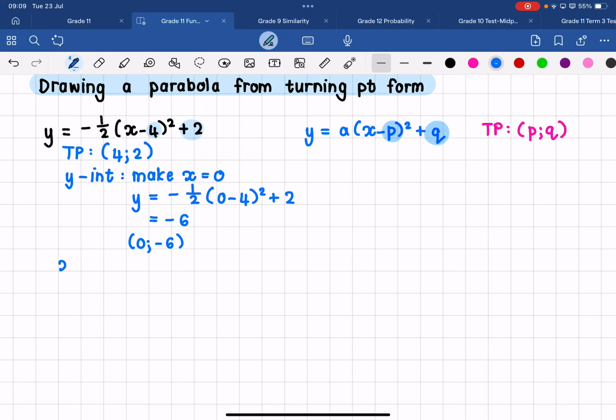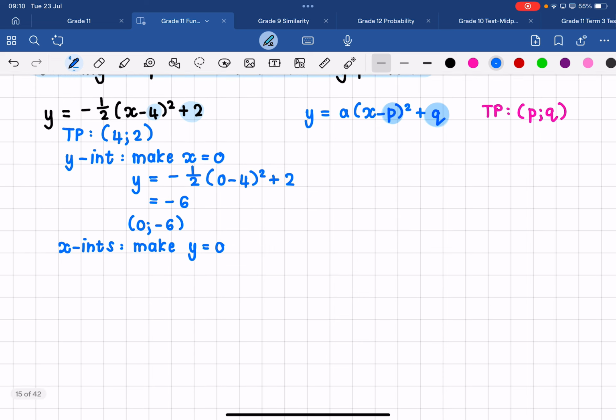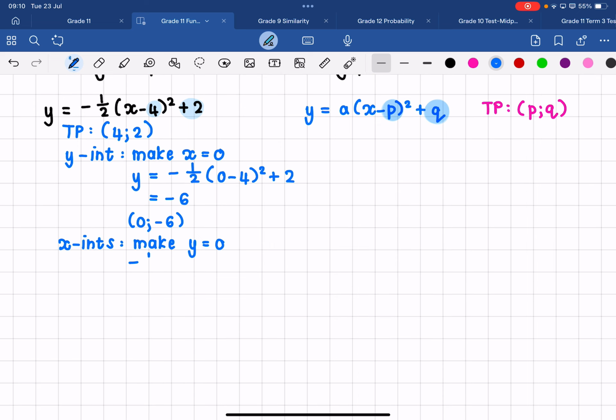We also need to find our x-intercepts. And we do that by making y equal to 0. So in the equation, we are going to make the whole equation as it is equal to 0 instead of y. And now we're going to have to solve for x.